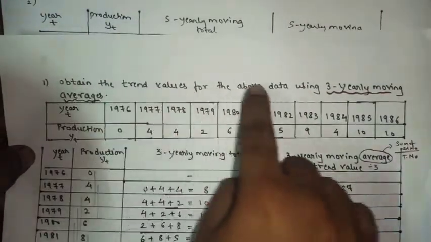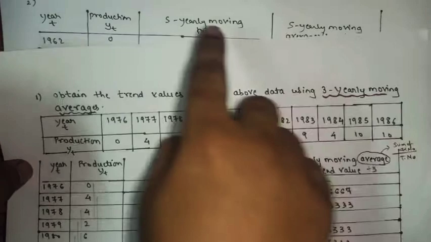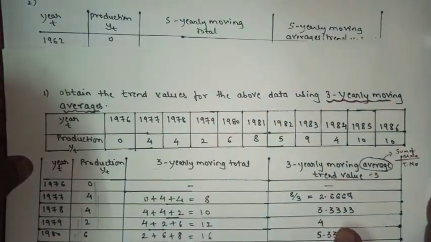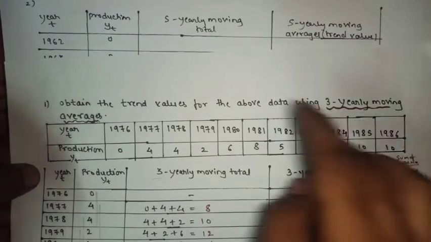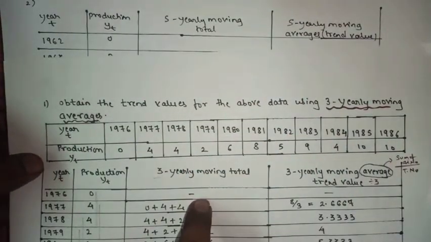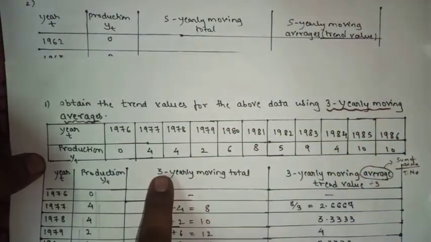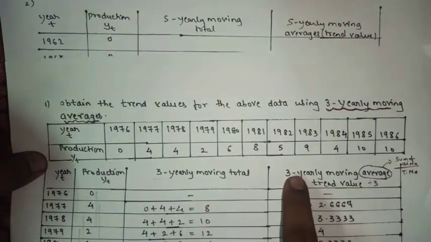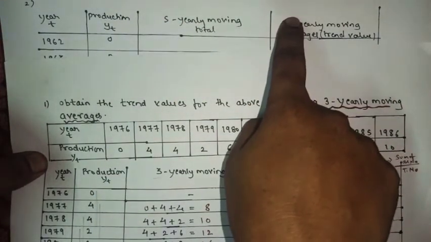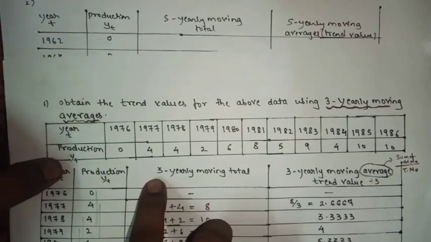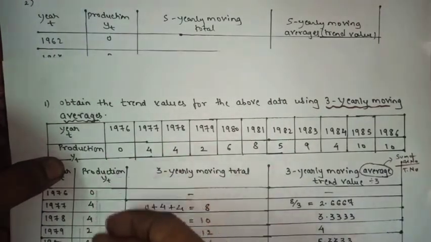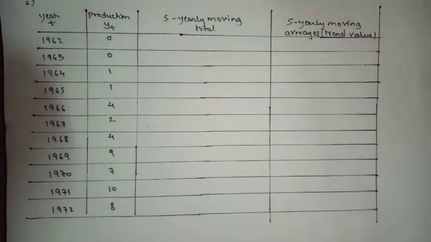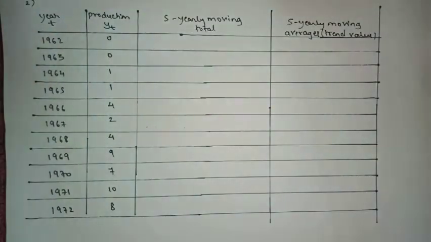Obtain trend value for the above data using 5 yearly moving average. Can you see any difference in 3 and 5? So what is the difference? In place of 3 you will write 5. 3 yearly moving total means we have to add 3 numbers, and for 5 we have to add 5 numbers.